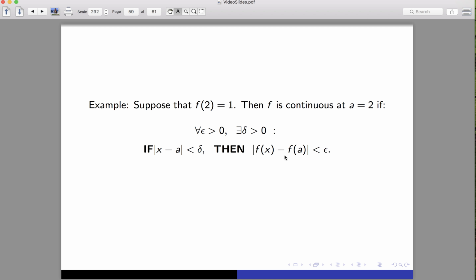So let's just do an example. Suppose you knew that f of 2 was equal to 1, so that means the point (2, 1) is on the graph. Then we could just fill that information in. So f is continuous at the point a equals 2 if for every epsilon there exists a delta, such that if |x minus a| is less than delta, then |f of x minus f of a| is less than epsilon. If we fill in those values, we get a 2 for the a value and 1 because that's the value there.